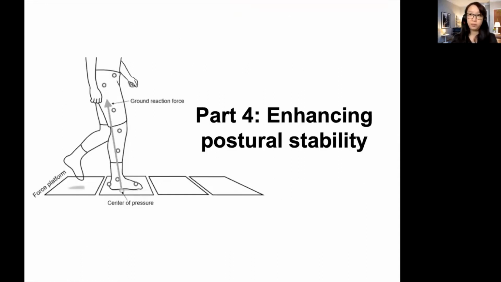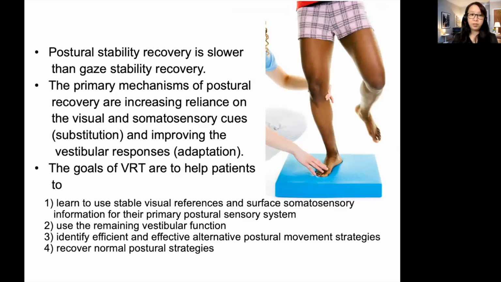So that is for enhancing gaze stabilization. Now we move on to enhancing postural stability. Postural stability recovery is slower than gaze stability recovery, right? But it doesn't mean that it will not happen, just that it takes a longer time. The primary mechanism of postural recovery is increasing reliance on the visual and somatosensory cues through substitution.